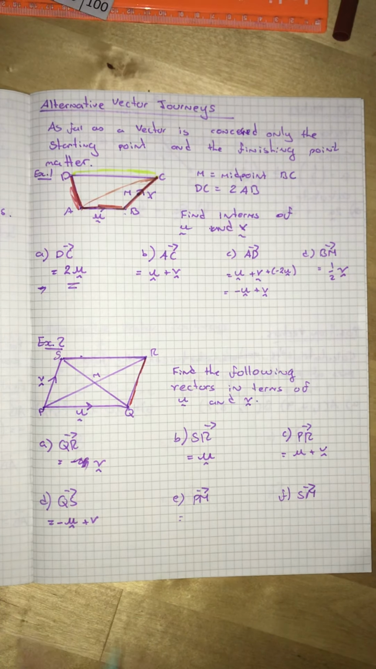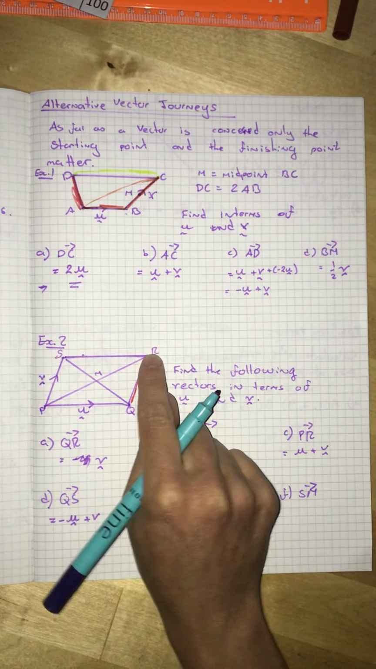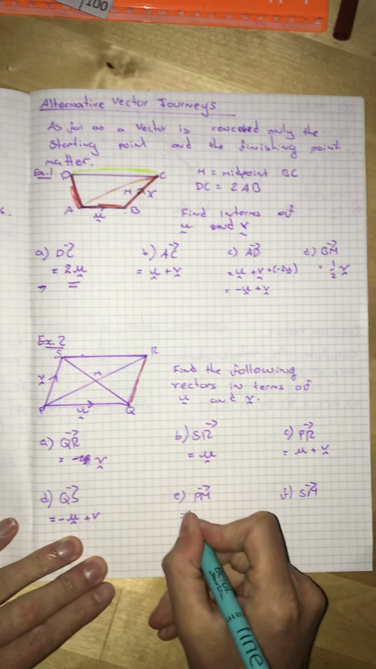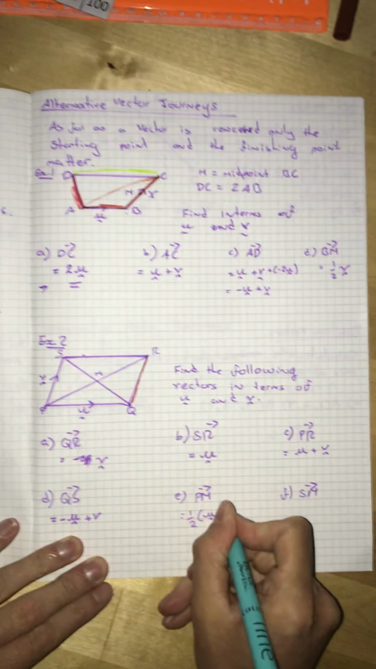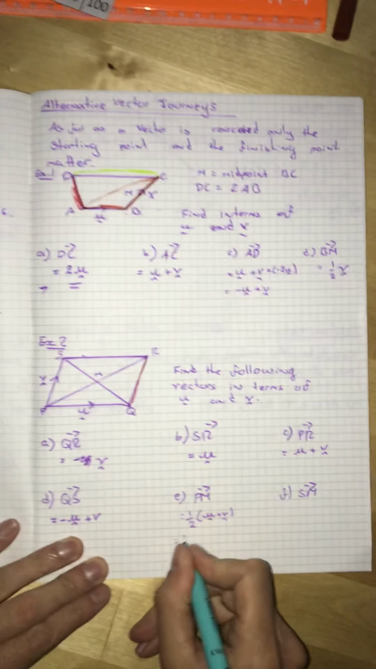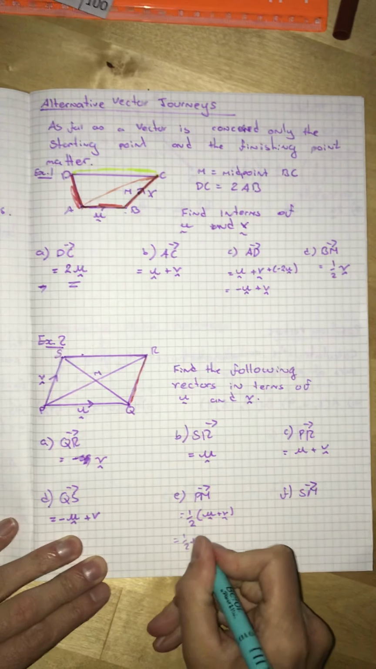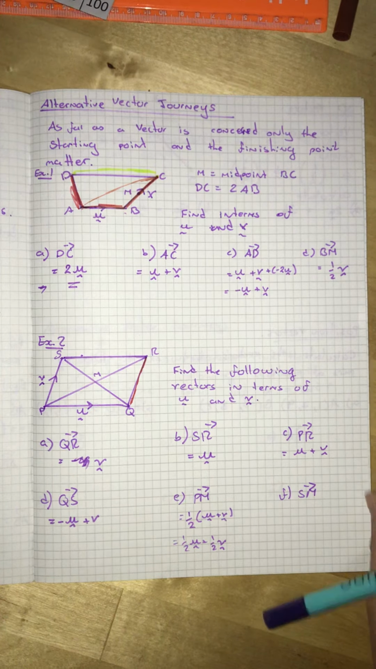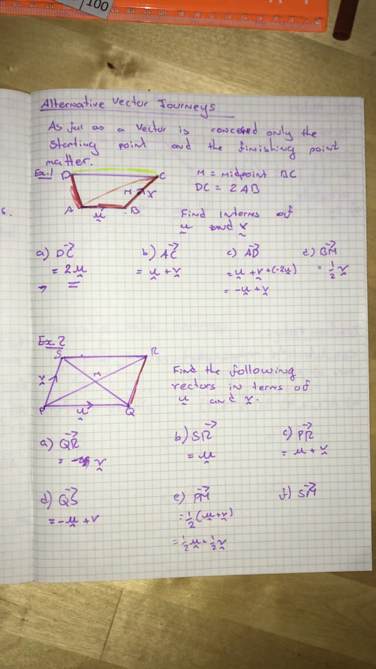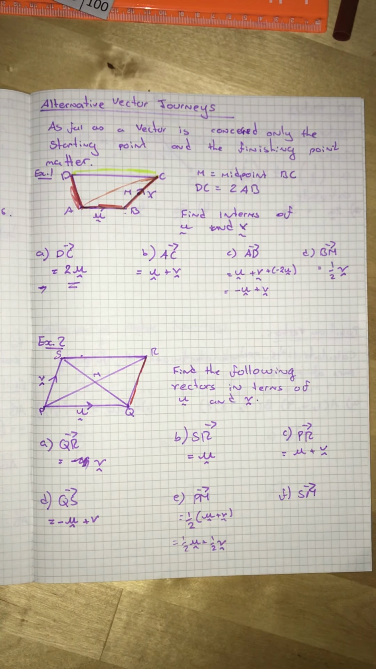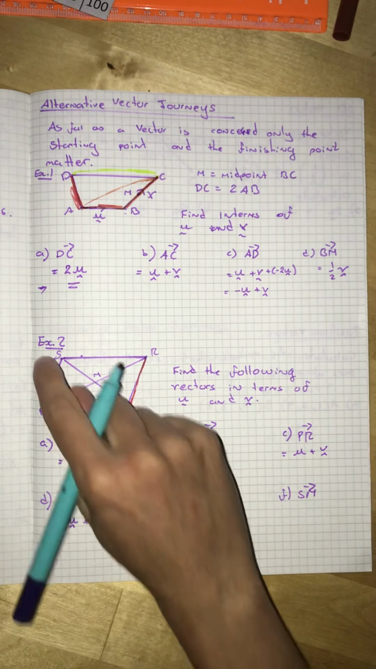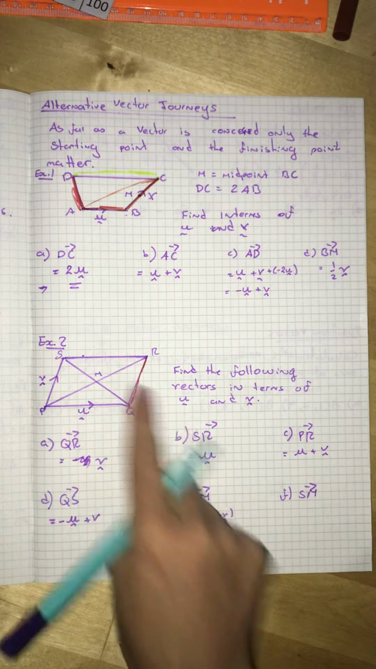P to M. So M is the midpoint of PR. We know that PR is U plus V. So PM is actually just going to be a half U plus V, which you could leave inside with the brackets like that, or you could break out the brackets and get that. Last one, S to M. There's different ways we could do this. We could think of it as an alternative journey, S to P, P to M, and then so it would be negative V, add whatever PM was, which was this.